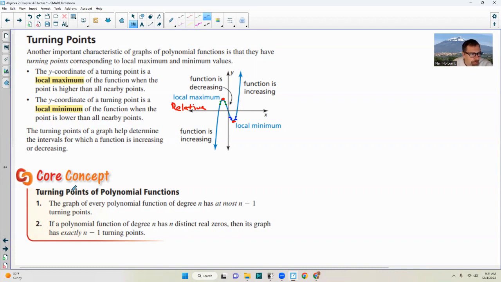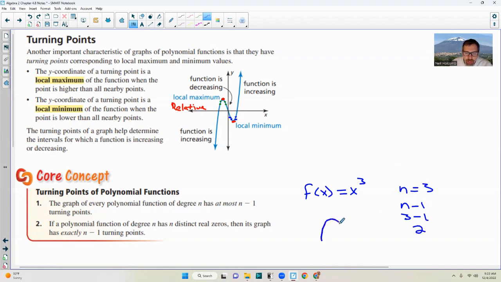Okay, so the core concept here says turning points of polynomial functions. The graph of every polynomial function of degree n has at most n-1 turning points. So let's give you an example. Let's just talk about parent functions. Let's say I had f of x equals x³. Well, my n is equal to 3 in this function. So n-1 would be 3 minus 1, which is 2.